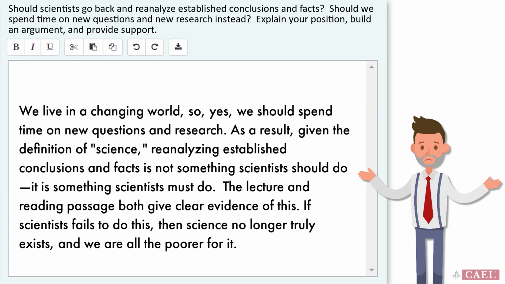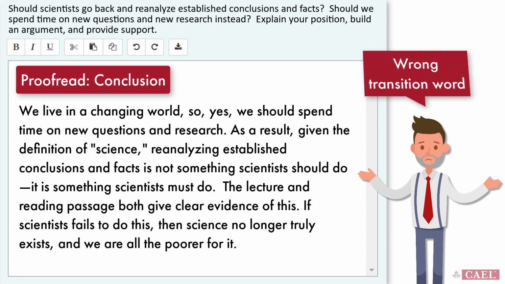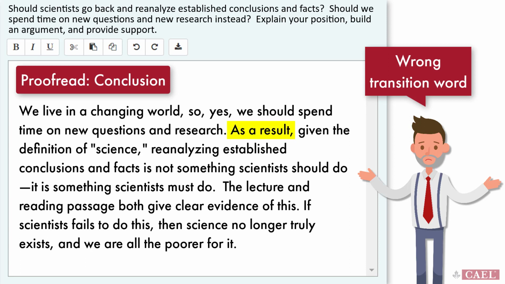As I proofread the last section, I can see 2 more mistakes. For my writing to make sense, to be logical, I should change my choice of transition words from "as a result" to "nevertheless." Finally, there's a problem with subject-verb agreement. Scientists is a plural subject, so I should change the verb from "fails" to "fail."